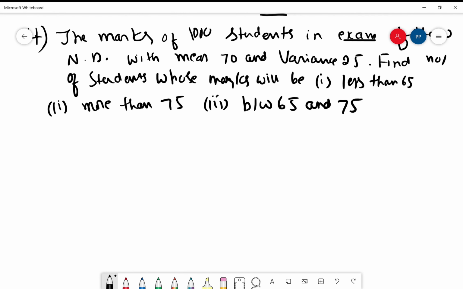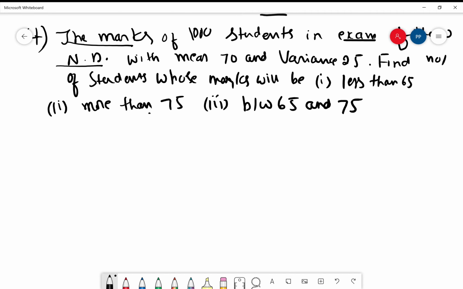So in what way is this different from the previous problem? Here first we find the probability that a student's marks are less than 65, more than 75, and between 65 and 75. Then multiplying by the 1000, the number of students, we get the approximate number of students who have got so much marks. That is the additional part. It is clearly given that it is a normal distribution. The variable, which is the marks, is a normal variable.